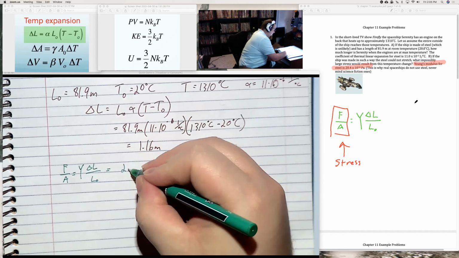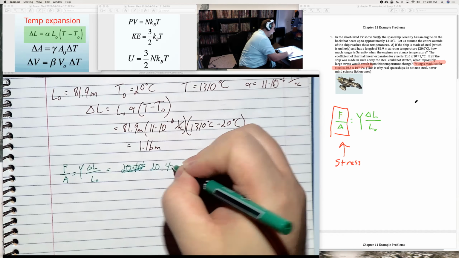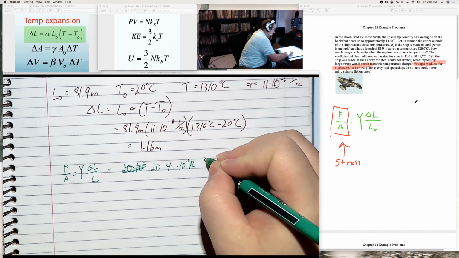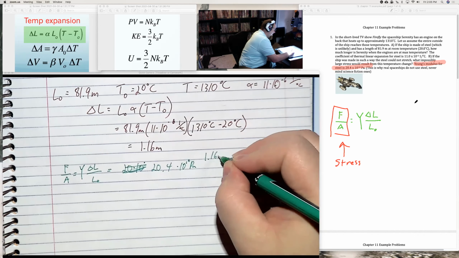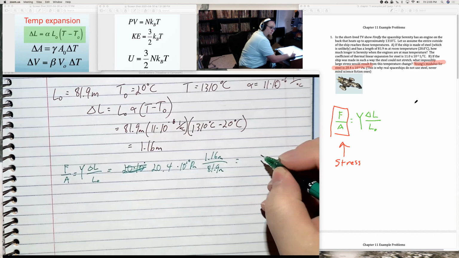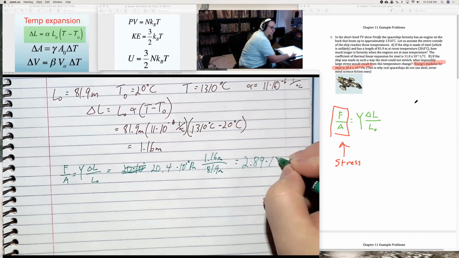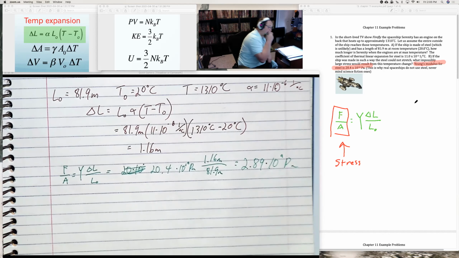So it'll be Y, 20.4 times 10 to the 10 pascals, times the change in length, 1.16 meters, over the initial length, 81.9 meters. And that gives me 2.89 times 10 to the 9th pascals. There's the answer. I'm not solving for F. I'm not solving for A. Stress is F over A. So that's my value.